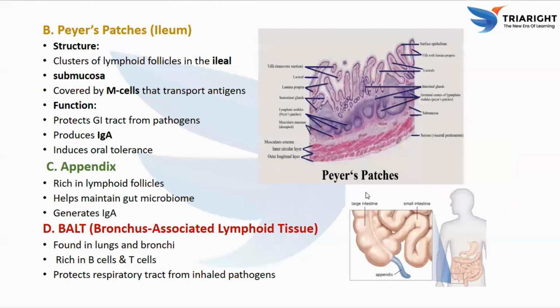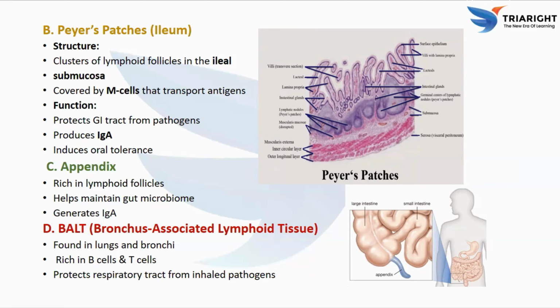So the next organ is Peyer's patches. These Peyer's patches are located in the ileum of the small intestine. What are Peyer's patches? They are clusters of lymphoid follicles found mainly in the ileum, the last part of the small intestine. They are a part of GALT, gut-associated lymphoid tissue, and they help to protect the body from pathogens entering through the food.